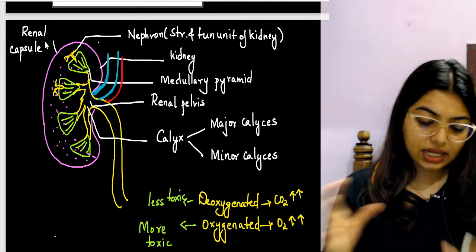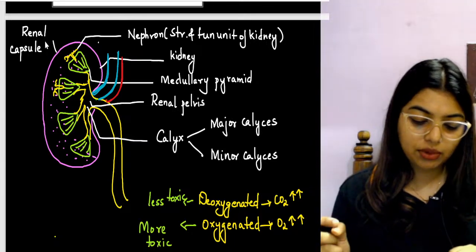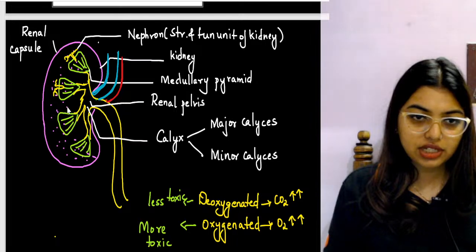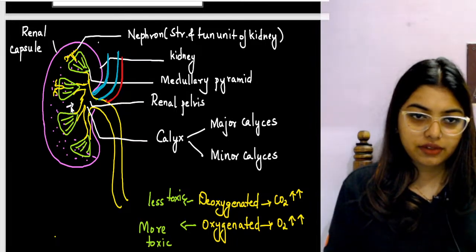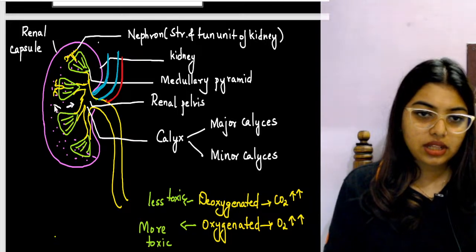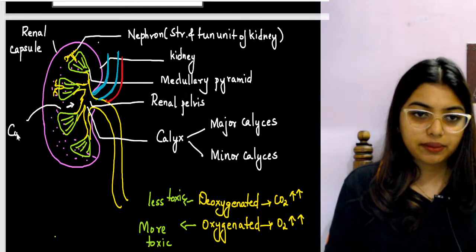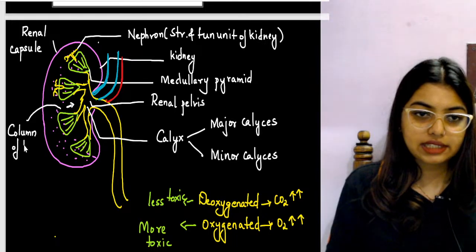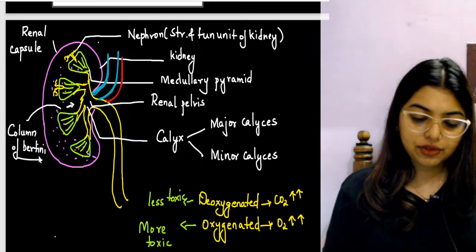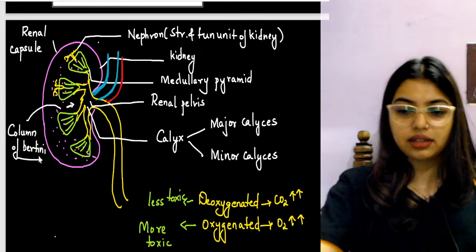Then 2 zones are there, medulla and cortex. Column of Bertini is actually cortex extending between. So this portion is actually the column of Bertini, here where I have drawn the arrow mark. Renal envelope, very good. This is called the column of Bertini. Why am I calling this the column of Bertini? Because where the cortex is extending towards the medullary pyramid of the medulla, that is called the column of Bertini. Got it, students? The nephrons, 1 million per kidney.